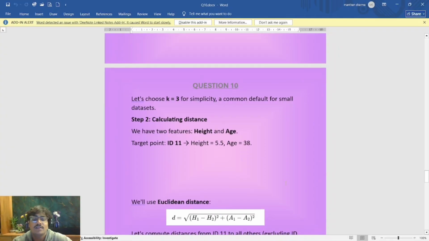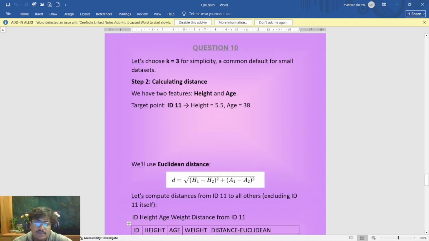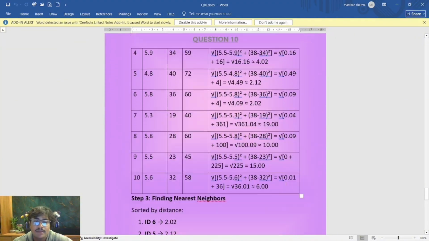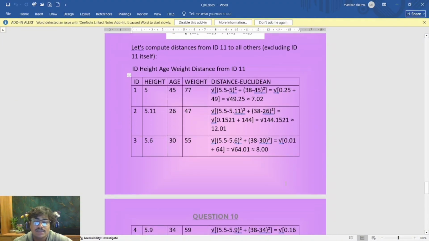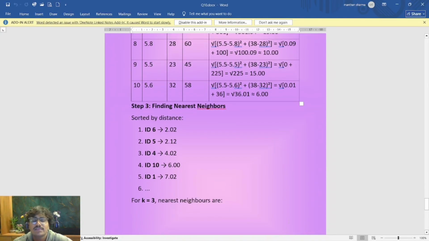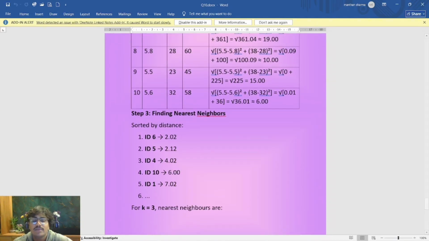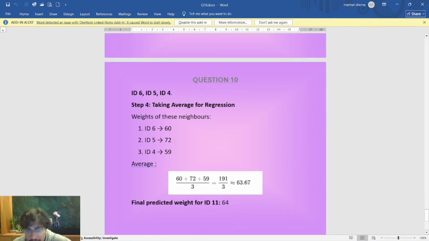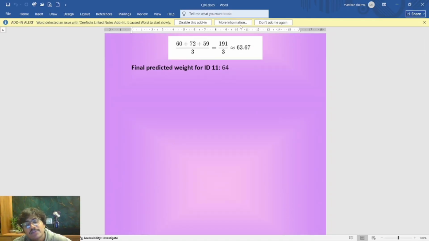That's it for today. We have done question number 10, and we have seen it in many different ways, and we have also worked out the distances in the table. You can see it in the PPT. We arrange these in ascending order, and then we find the nearest neighbors, 6, 5, and 4, which we got. After that we look at their weights and take an average of them, and the average is approximately 63.67. So the approximate answer for the weight prediction of ID 11 will be 64.